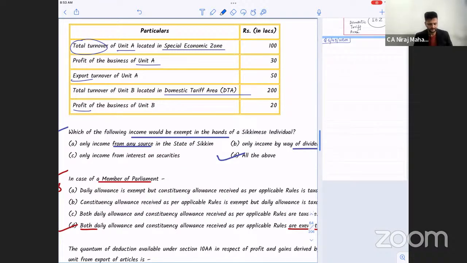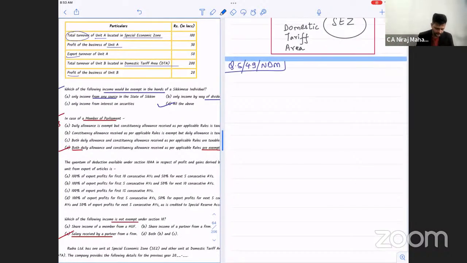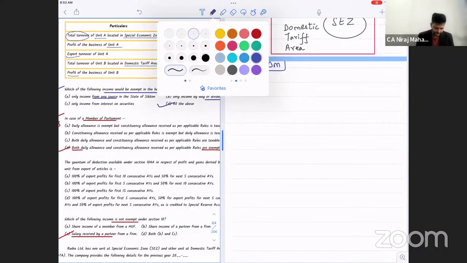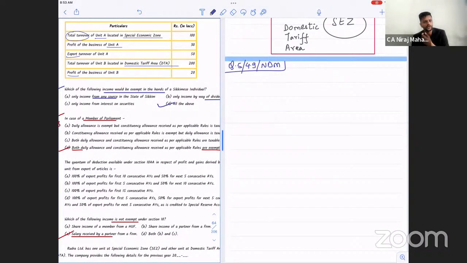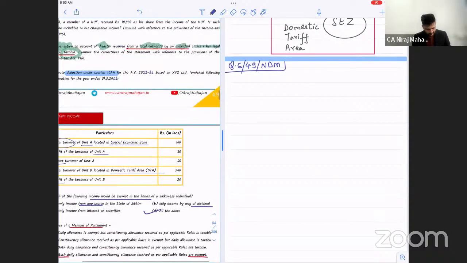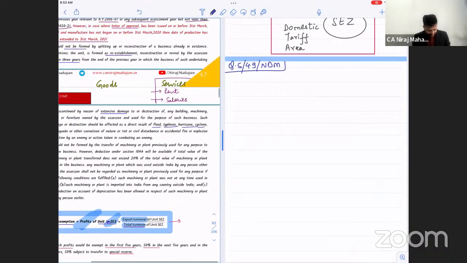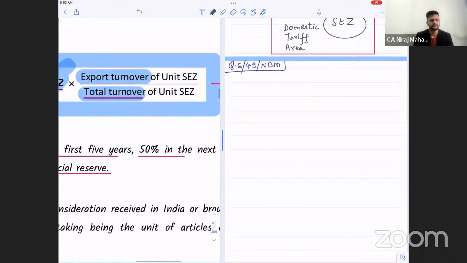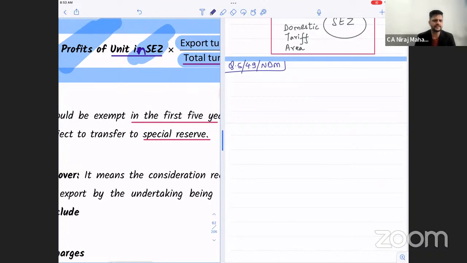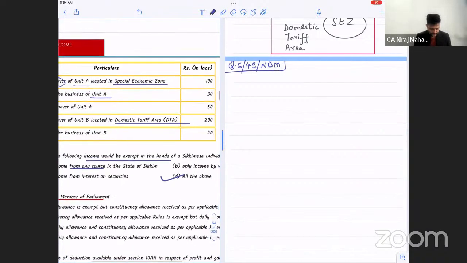Ready, everybody? So obviously we'll be ignoring unit B. Now check. The total turnover is to be taken for which one, A or B or both? Because you want it in the denominator. So everything is to be done only for SEZ: export turnover of SEZ, total turnover of SEZ, profits of SEZ. So all the numbers will be of unit A in the question. Clear? Write down.